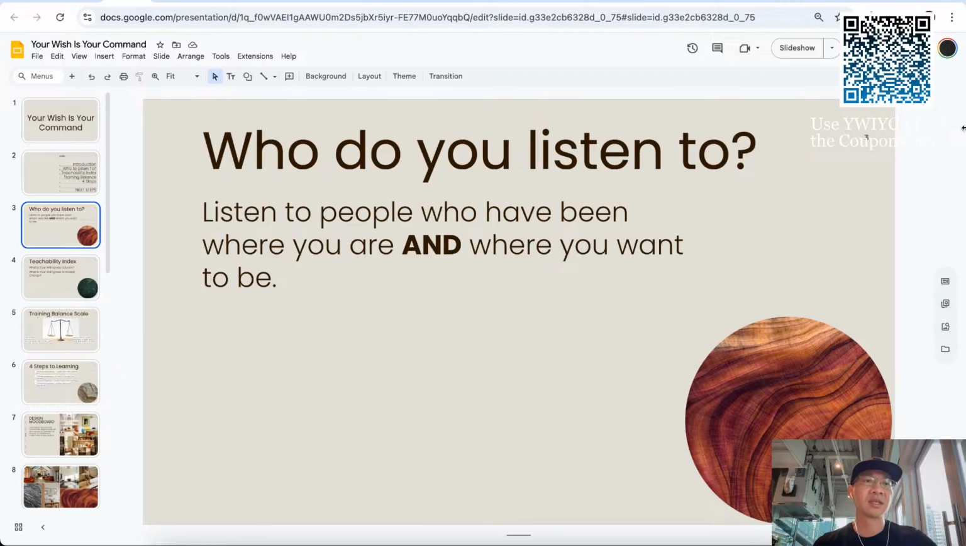There are 2 specific things you want to pay attention to. Number 1, listen to people who have been where you are and where you want to be. I know this sounds very simplified, maybe it sounds too simple, but these lessons, it takes about 5 minutes to learn, but a lifetime to master. Listen to people who have been where you are and where you want to be.